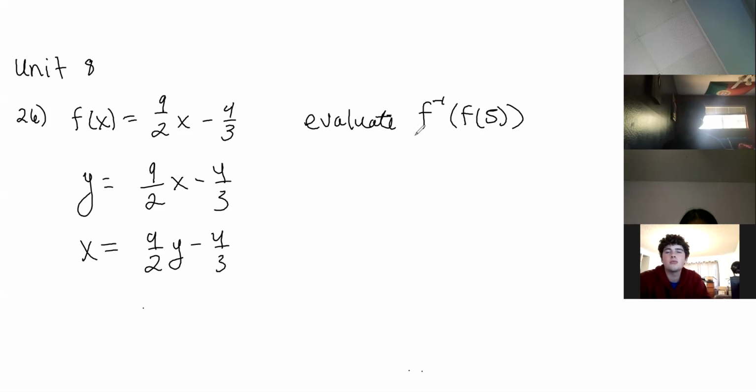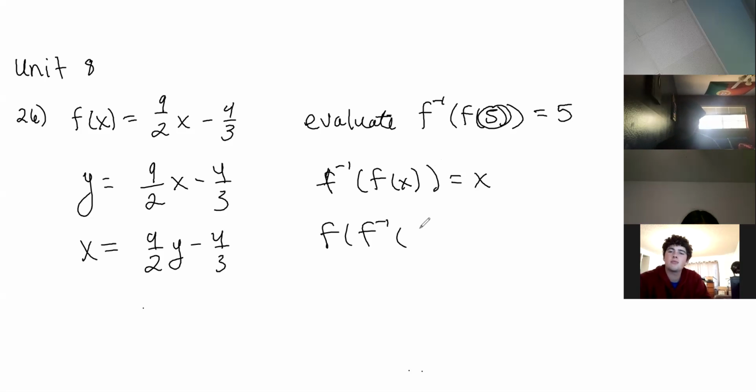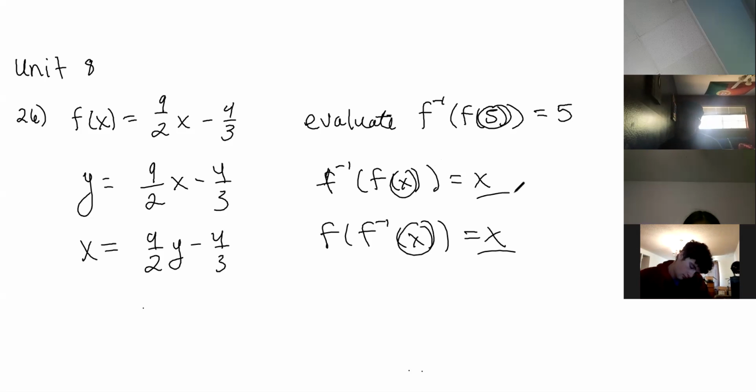Does anybody remember the shortcut? And I purposely on the reviews and morning reviews gave you no space to work this out for a reason. Because isn't the answer what f of whatever the number is? So what would the answer be here? 5. 5, without any work. And that's because f inverse of f of x was always x, and f of f inverse was always x. It didn't matter if the inverse was on the inside or the outside. They always undo each other, and whatever's on the inside is your answer.